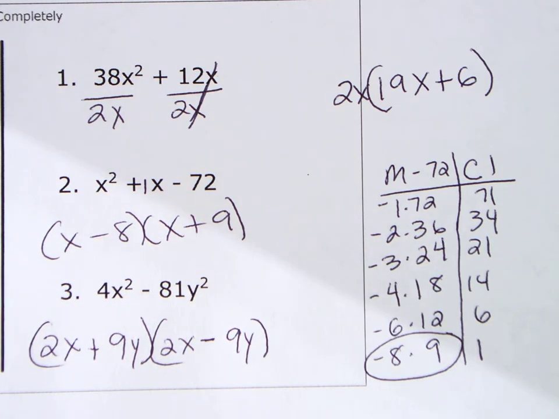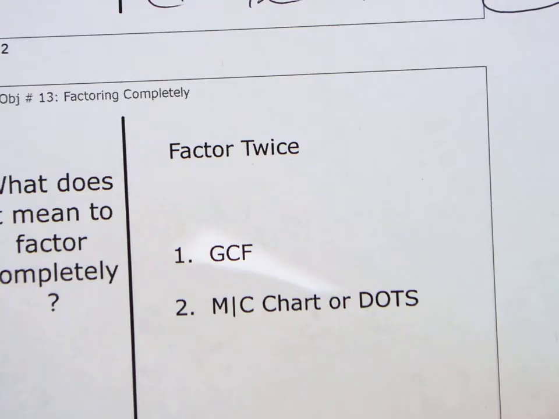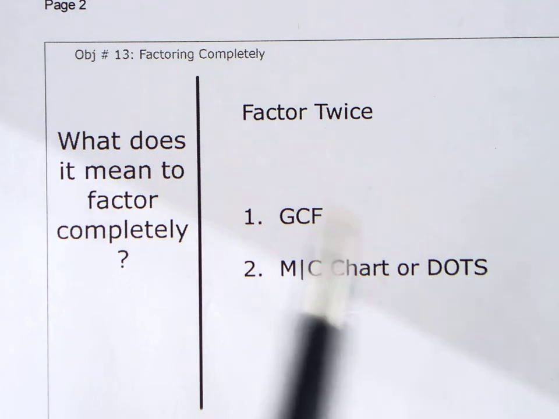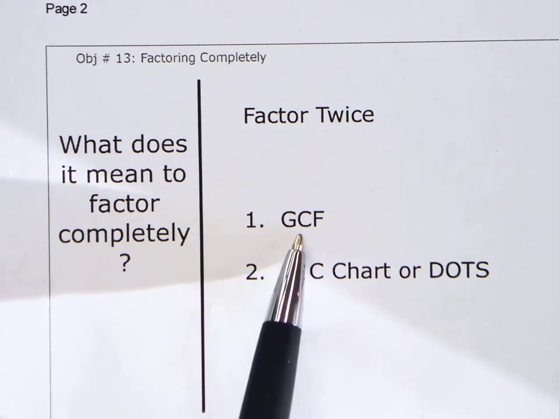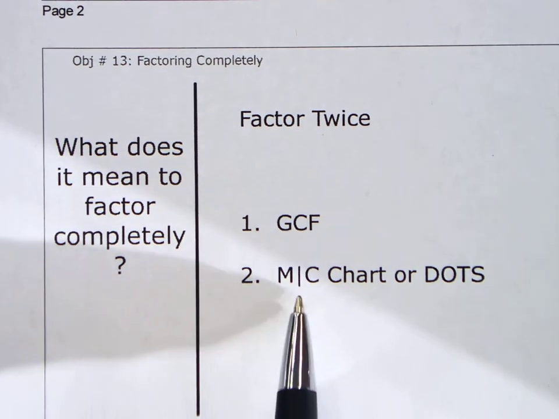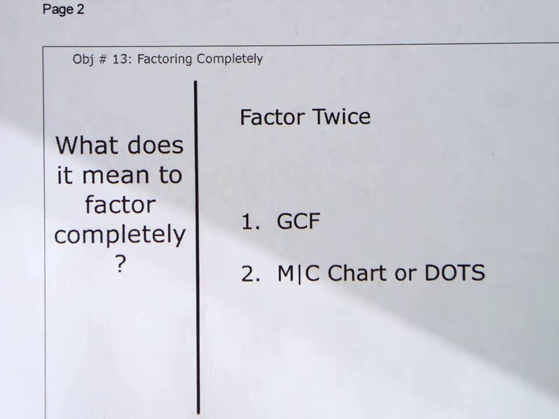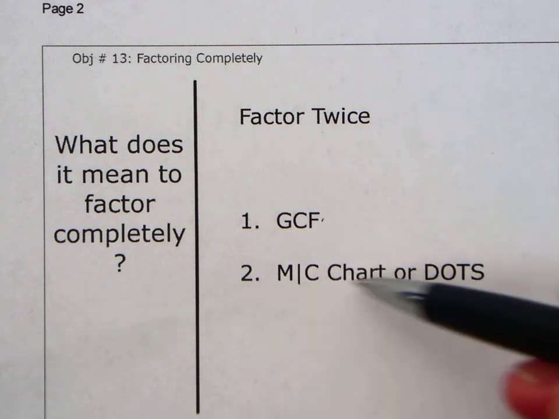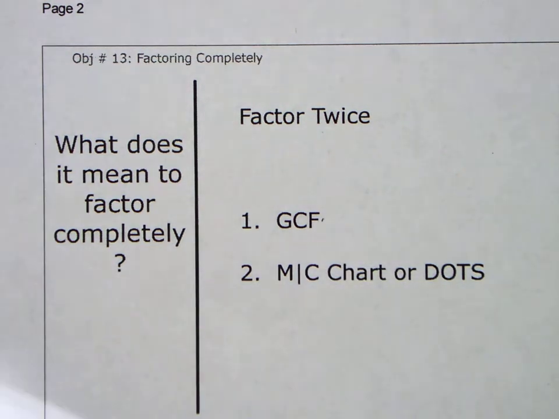Okay, so today we're going to kind of take all this and put it together. We're going to be factoring completely. Factoring completely means to factor twice. You always do GCF first, and whatever you're left with, you're going to be able to do either an MC chart or a dots. So factoring completely, it's like you factored, but you're not quite done. You can factor some more. Okay, so it's GCF first, and then you either are going to end up doing your MC chart or dots. Okay, so let's look at some examples.